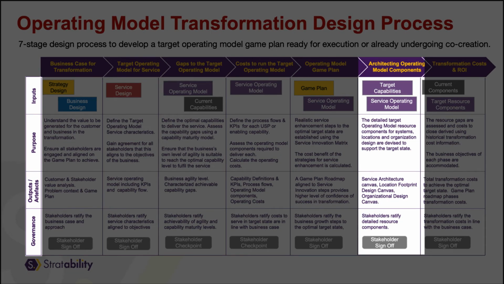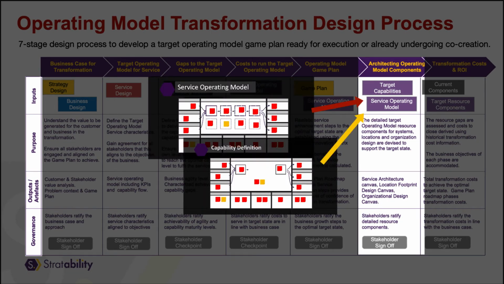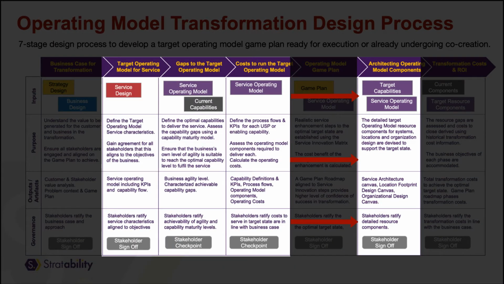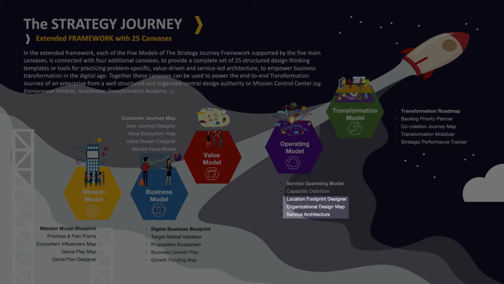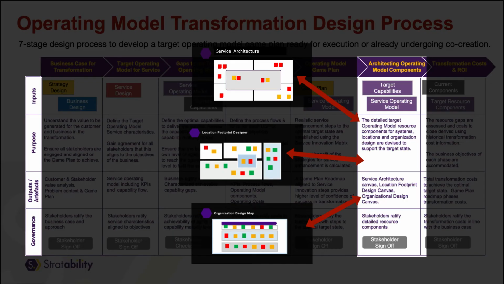And so with the detail from the target capabilities in the target service operating model, which you defined earlier, from modules 2, 3, and 4, you'll now be directed to define the detailed target operating model resource components for systems, locations, and the organizational design that will support this target state. And you'll do that using 3 further canvases from the Extended Strategy Journey framework. So you'll be using the Service Architecture Canvas, the Location Footprint Design Canvas, and the Organizational Design Canvas to showcase what physical changes will be made to the operating model.